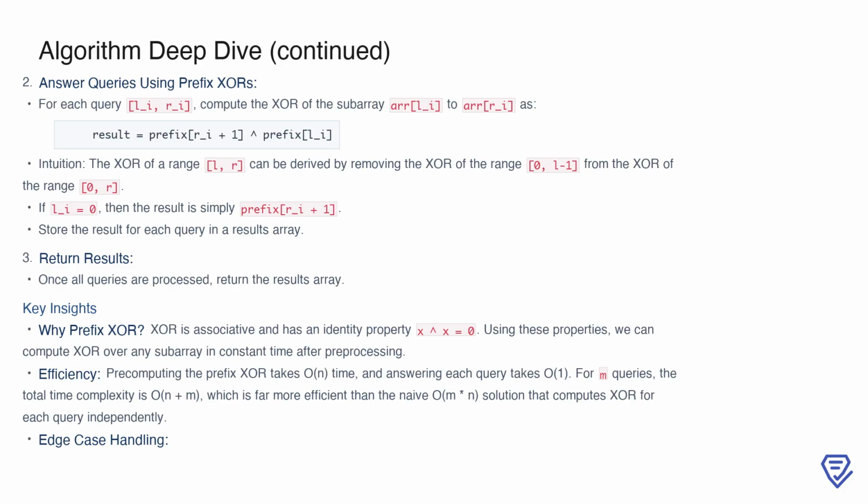The key advantage here is that we leverage the properties of XOR, such as its associativity and the identity property x XOR 0 equals x, to enable constant time range queries. This makes the algorithm highly efficient, with a pre-processing time of O(n), and a query processing time of O(1) per query. For m queries, the total time complexity is O(n + m), which is a dramatic improvement over the naive O(m*n) approach. These principles ensure that our solution is both fast and scalable.